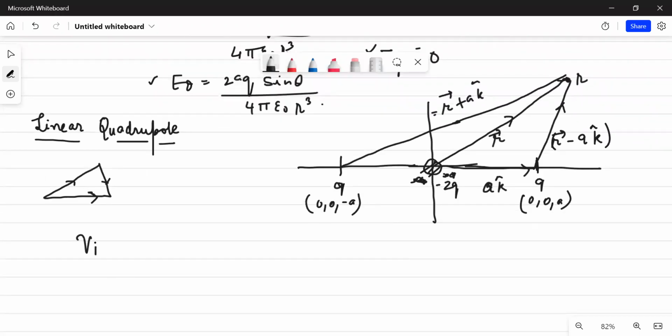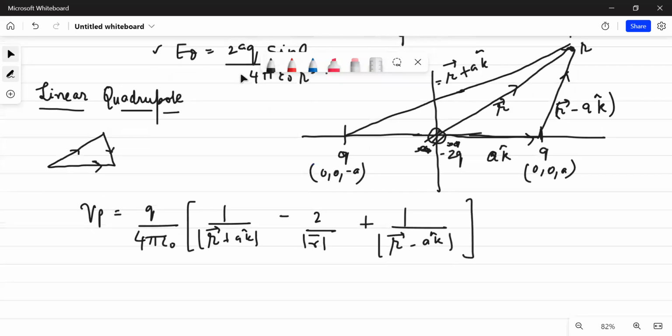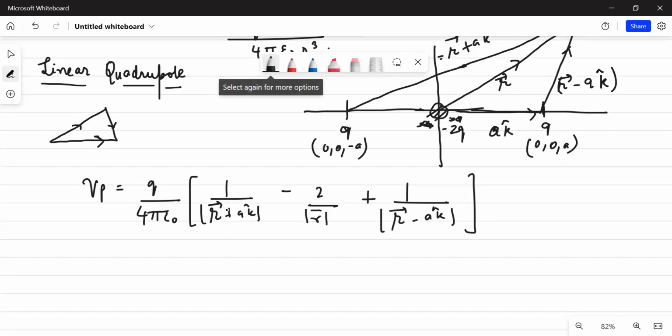So let us write the potential at point P. Let's say this is your point P. The potential at point P will be kq upon epsilon naught, and then this distance would be 1 upon modulus of r vector plus a k cap. This term will be minus 2 kq upon modulus of r vector, so I've written minus 2 kq upon r simply. And the last one would be 1 upon modulus of r vector minus a k cap. Is that clear?